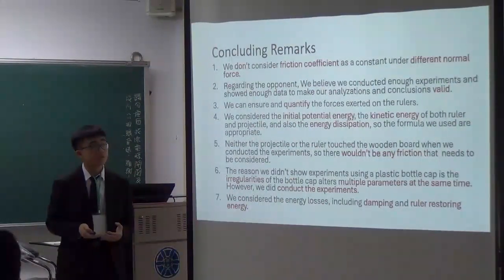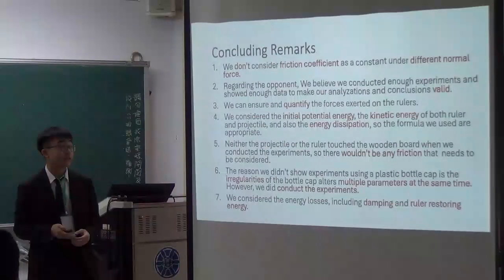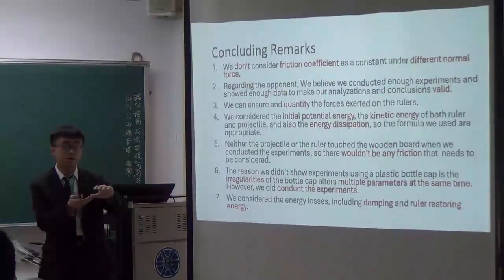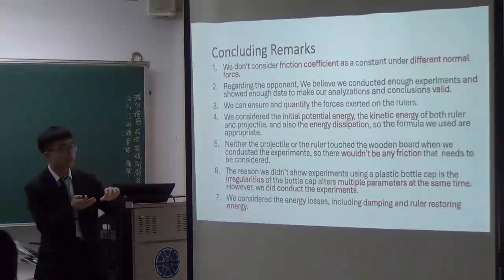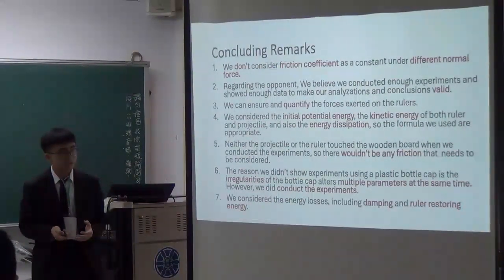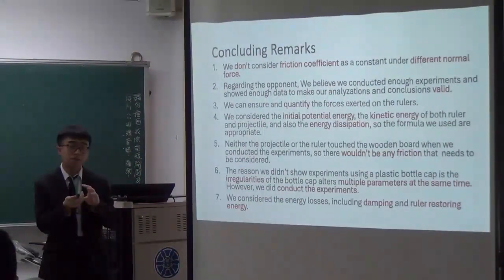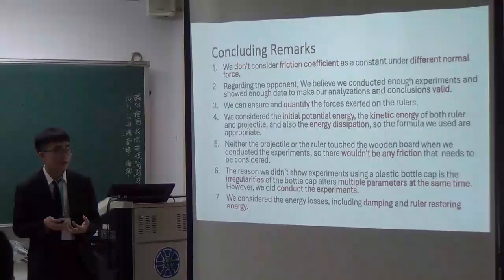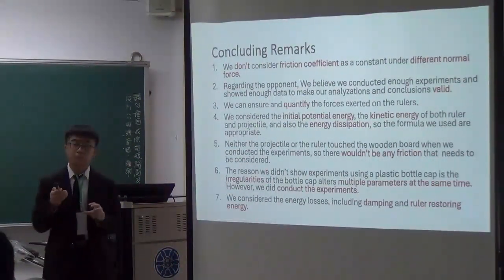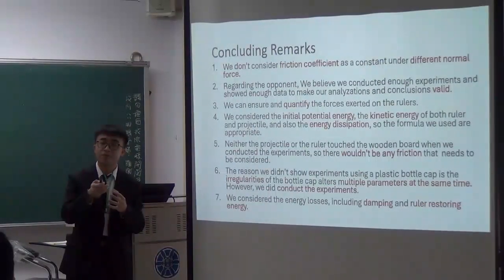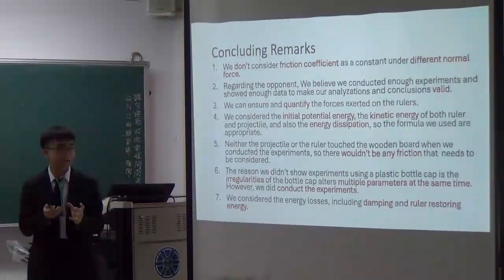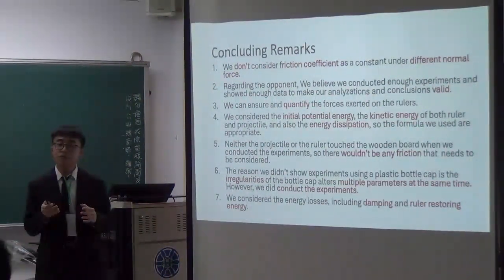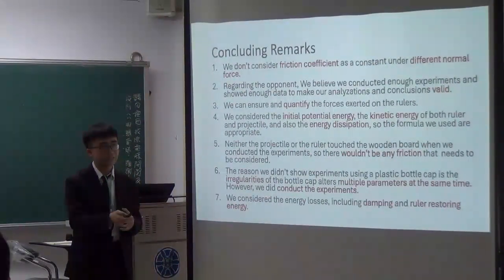Fifth, neither the projectiles nor the ruler touched the wooden board when we conducted the experiment, so there wouldn't be any friction to consider in the contact area of the wooden board and the ruler. And sixth, the reason we didn't show the experiment using a plastic bottle cap is that the irregularities around the surface of the plastic bottle cap alter multiple parameters at the same time. However, we did conduct experiments to analyze how the ejection speed differs for different round projectiles. And finally, we consider the energy losses, including the damping and the elastic restoring energy when the round projectile is ejected out of the system.